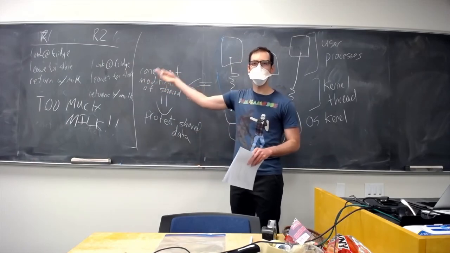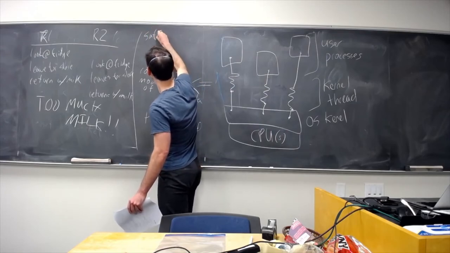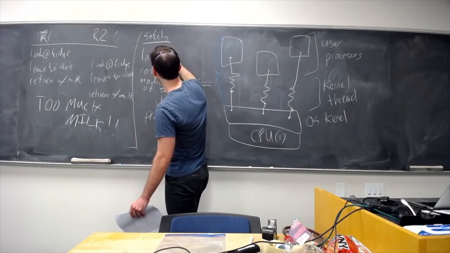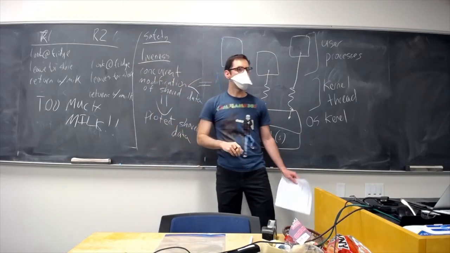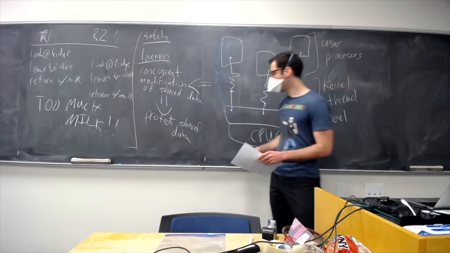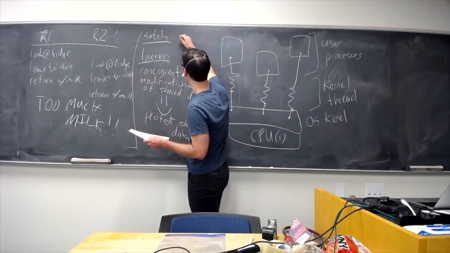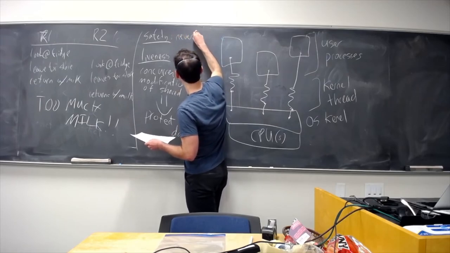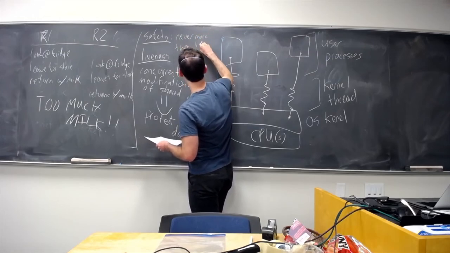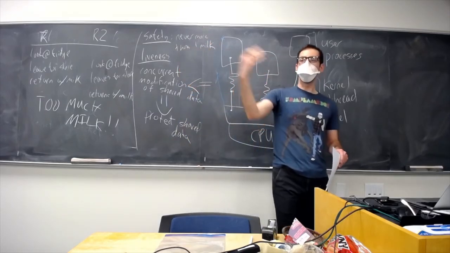And so what we would like to achieve is safety and liveness. There are two properties that we want. We want to get out of this situation. Safety is there should never be more than one milk.